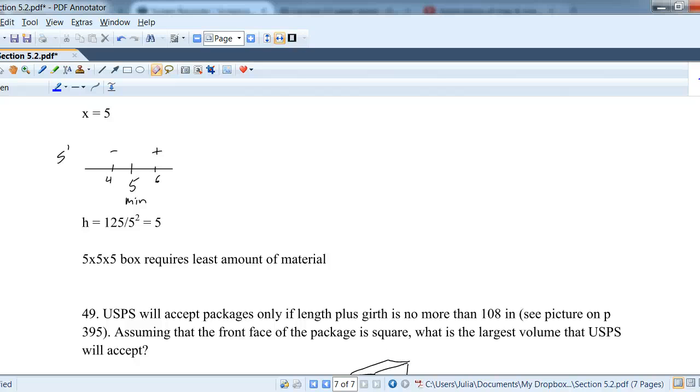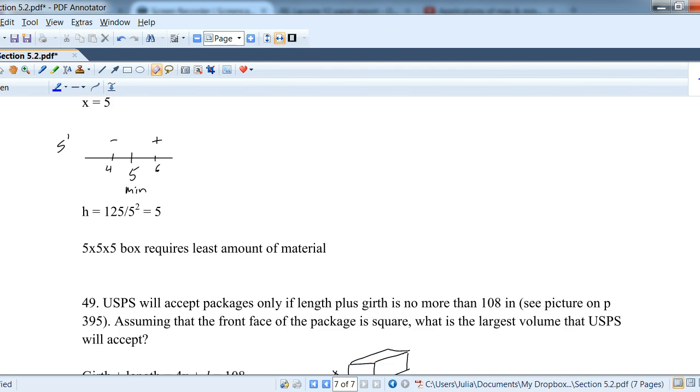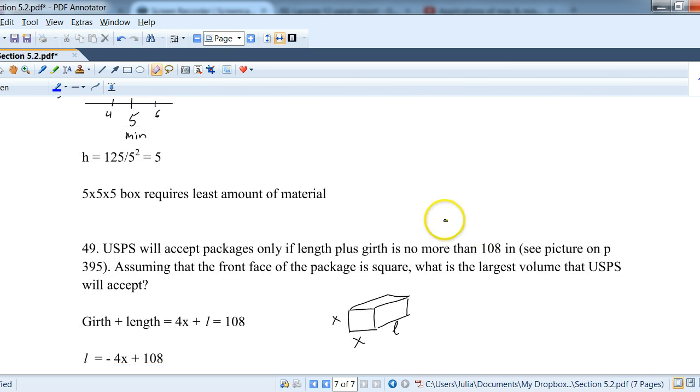And one more, maybe another volume problem actually. The U.S. Postal Service will accept packages only if length plus girth, we'll define what that means, is no more than 108 inches. And you can see the picture, which is helpfully provided. It should be provided on your homework. And then assuming that the front face of the package is square, what is the largest volume that USPS will accept? So girth, I think, is going around the whole perimeter of the front face.